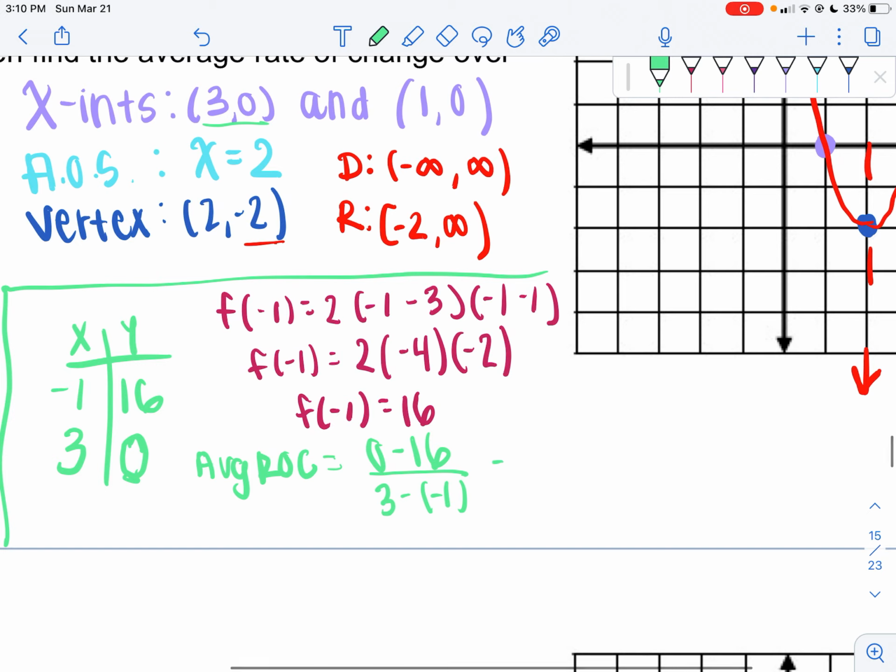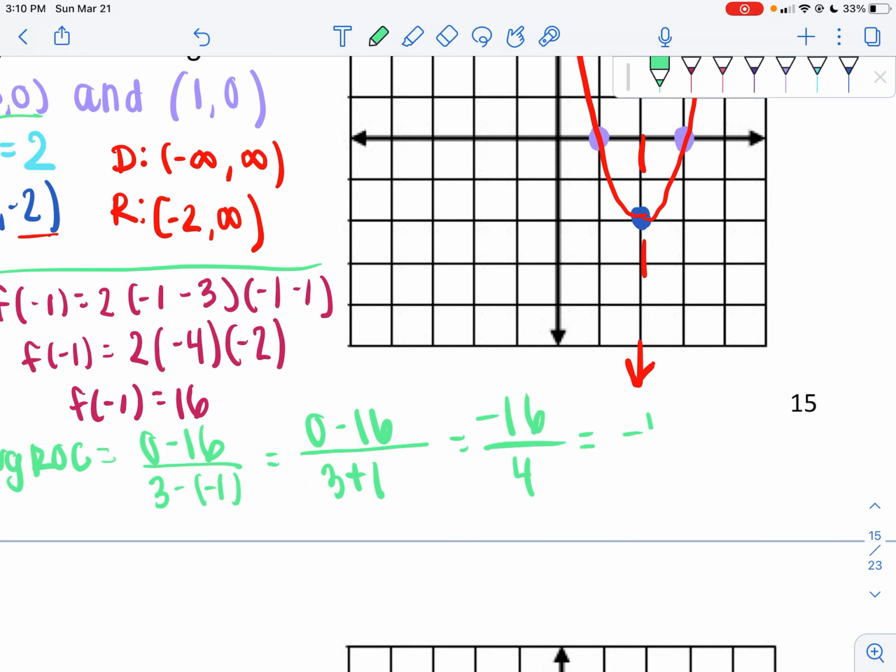When we have minus and negative, that becomes positive. So we have 0 minus 16 over 3 plus 1 gives us -16 over 4. And when we divide that, we get -4. So our average rate of change here is -4.